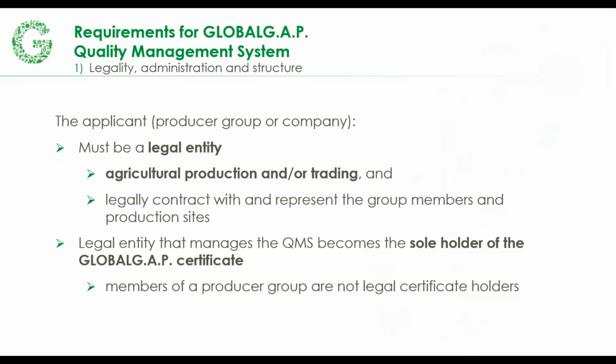So here, the first requirement is that the applicant or the group must be a legal entity. So this is where we're talking about agriculture production and trading.